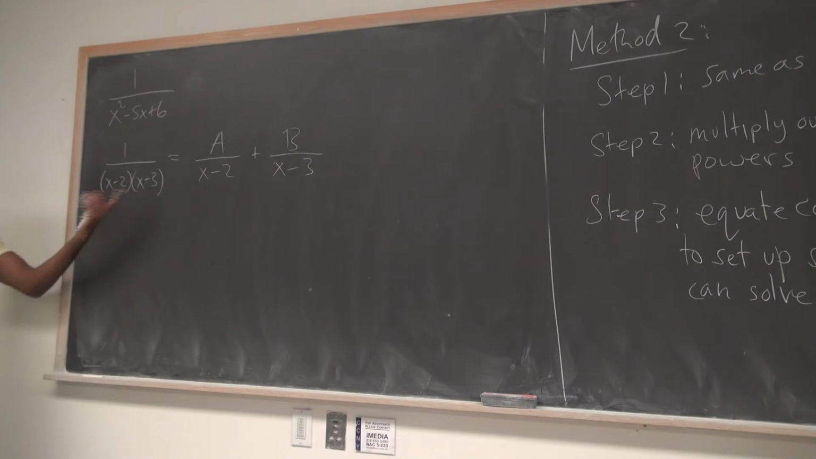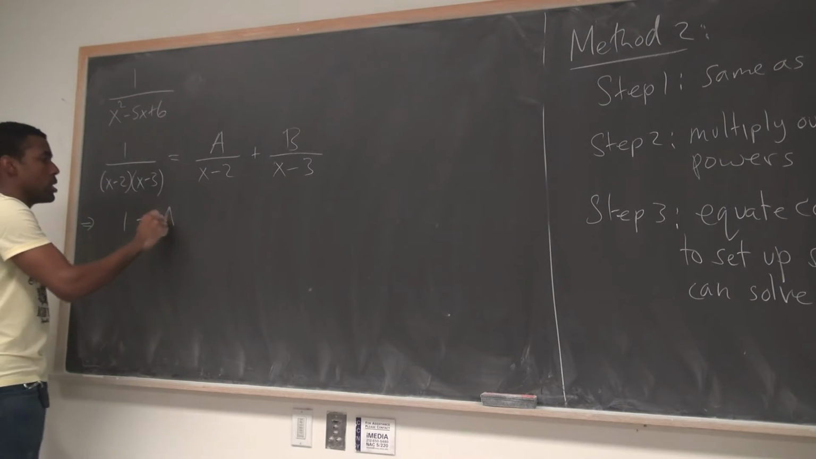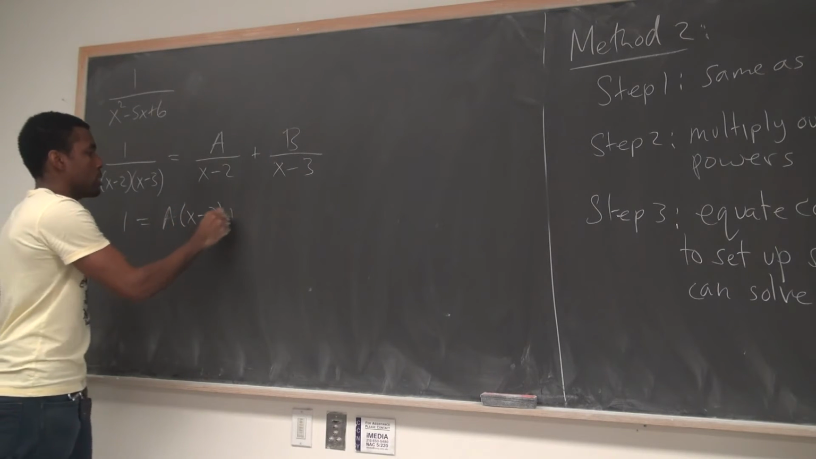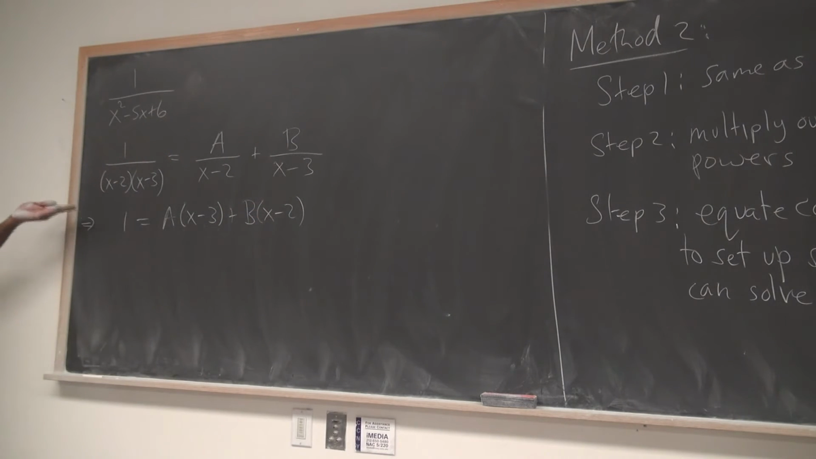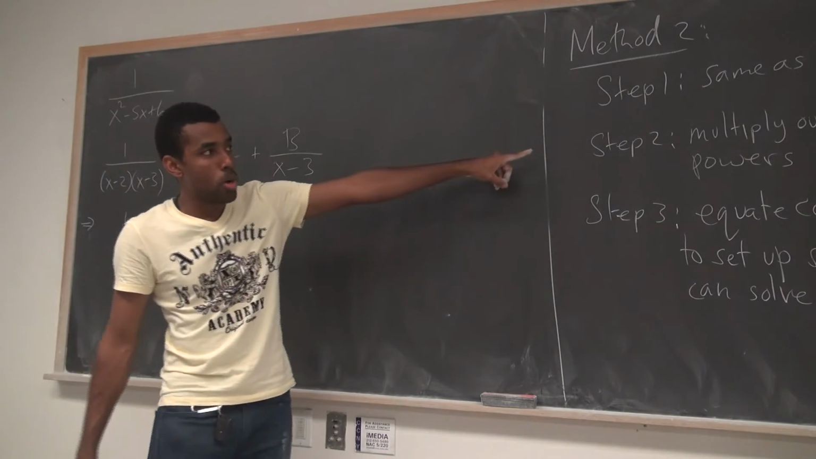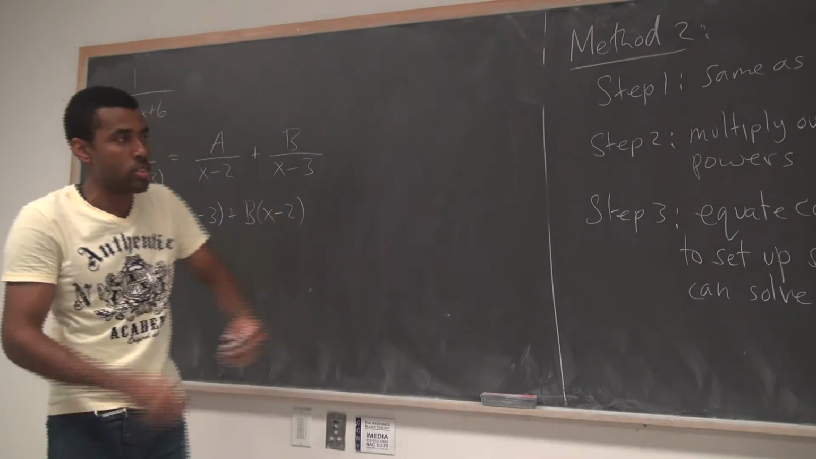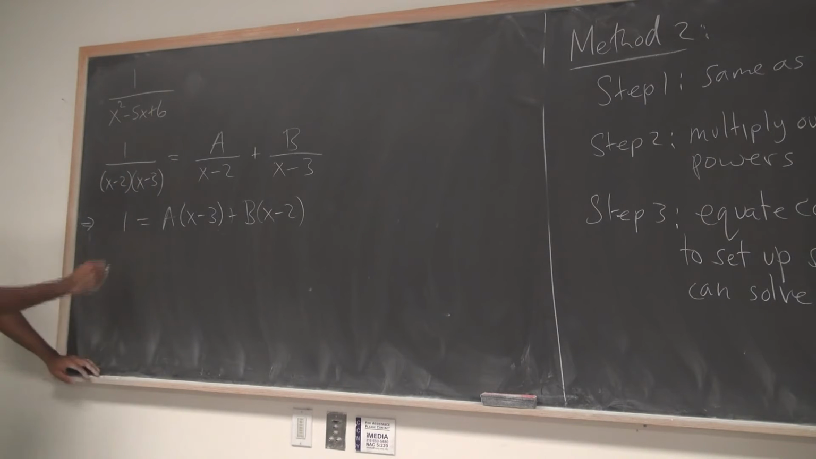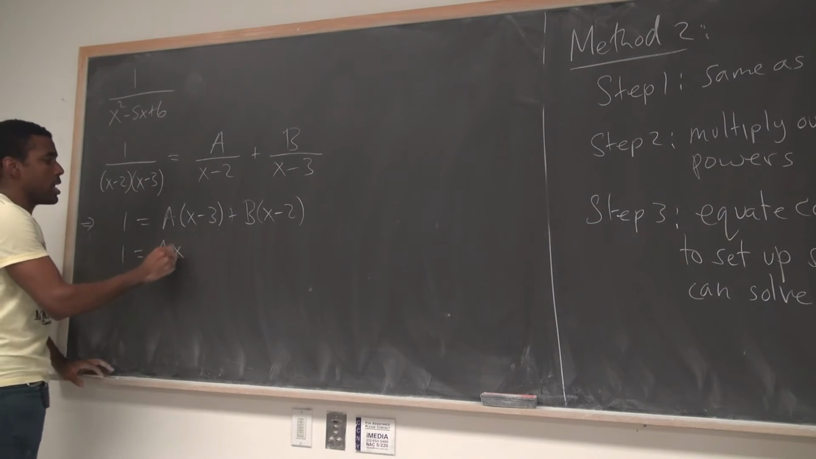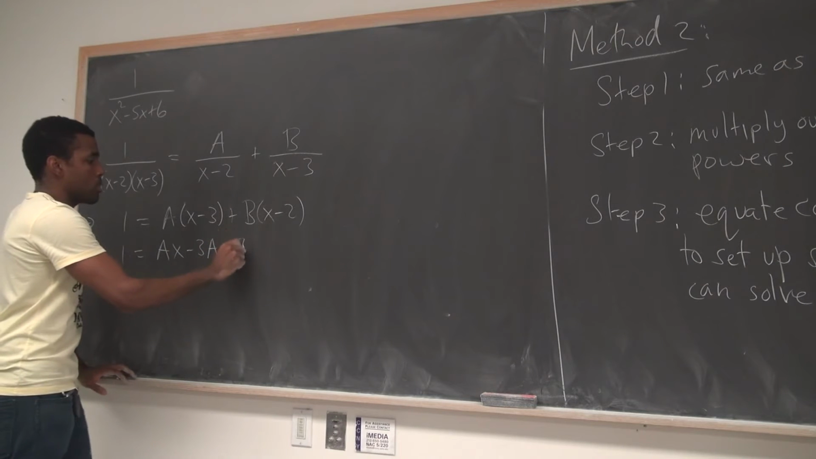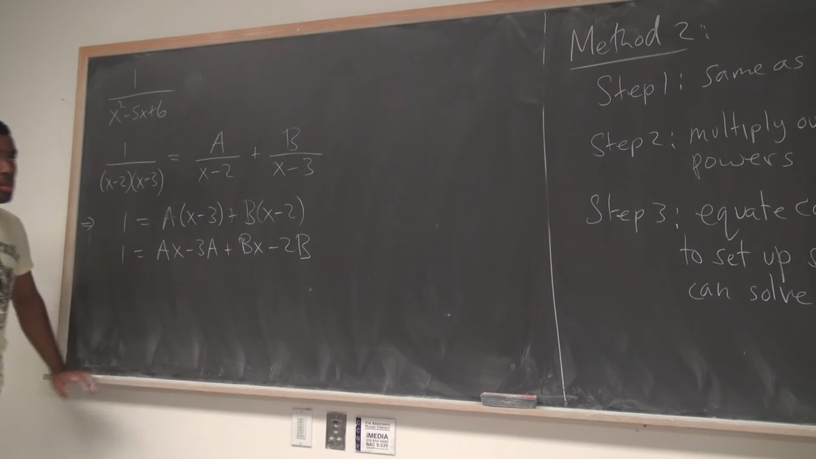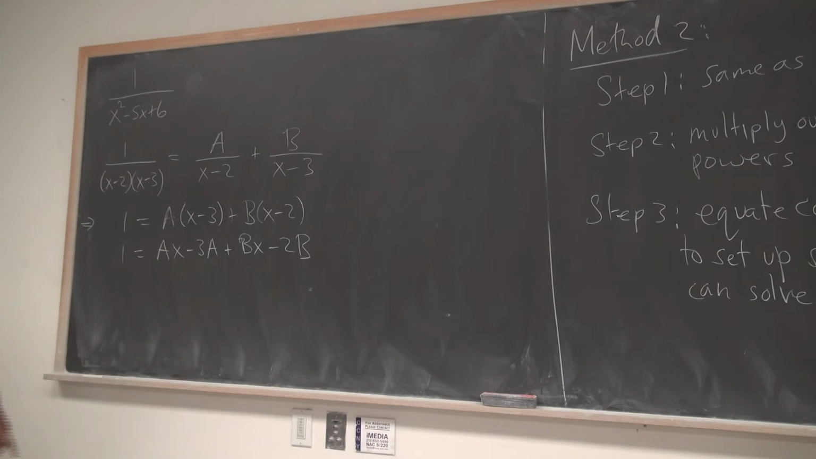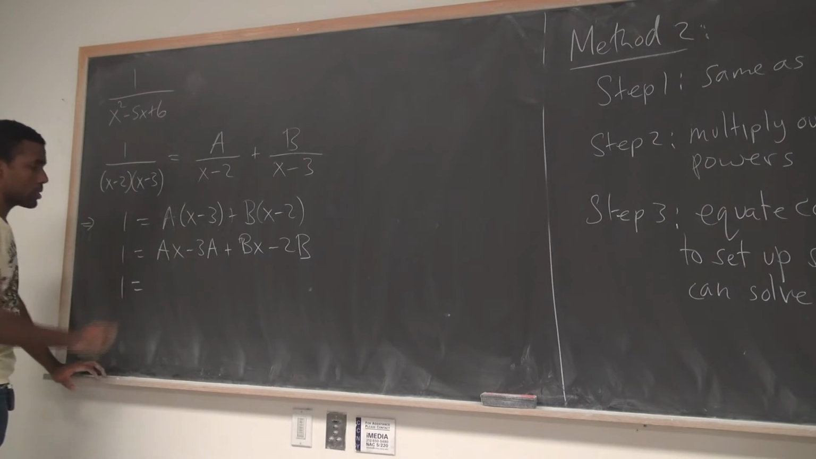Multiply both sides by the denominator on the left, we get 1 is equal to A times x minus 3 plus B times x minus 2. Right? So at this point we're at the same place as in method 1. But method 2 goes a little bit differently. We're going to multiply out the right side, right? Expand the brackets in other words. So this would be Ax minus 3A plus Bx minus 2B. And then we're going to combine like powers of x. We're going to group the like powers of x.